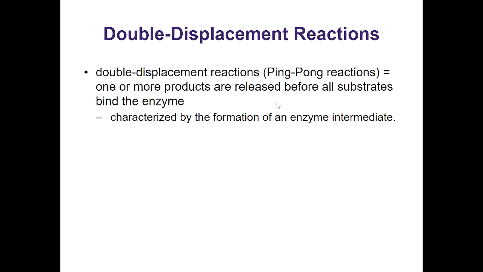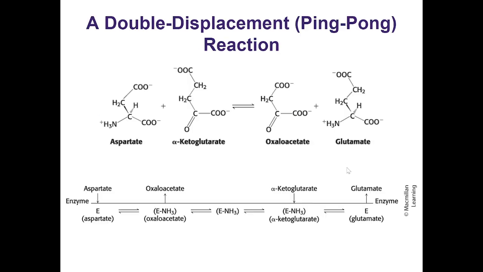So one or more of the products is going to be released before all substrates bind the enzyme. And so what you'll get is you'll get one taking on a substrate, you'll get a product released, and then you'll take on another substrate. Not the same one, the other substrate. Okay? And it's like ping pong, right? You play with A, you play with B. You play with A, you play with B. And you keep volleying it back and forth, right? This is going to be characterized by the formation of an enzyme intermediate.